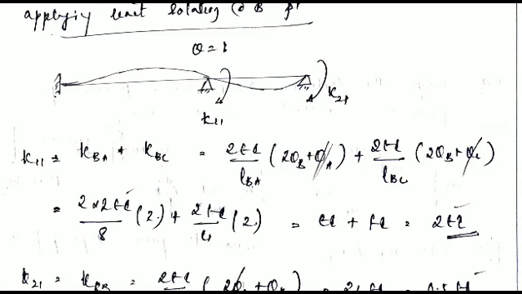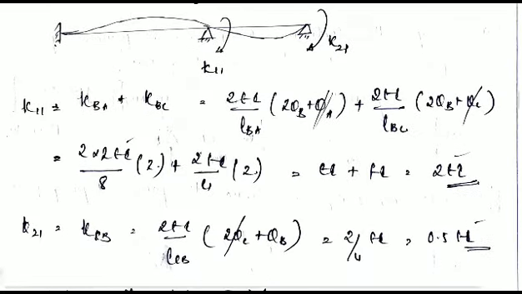Similarly, for the second member BC, 2 into 2, 4, 4 by 4, it will be 1 EI. So 1 plus 1, the total will be 2 EI. That is the stiffness K11, the first coordinate joint, due to unit rotation applied at the first joint.